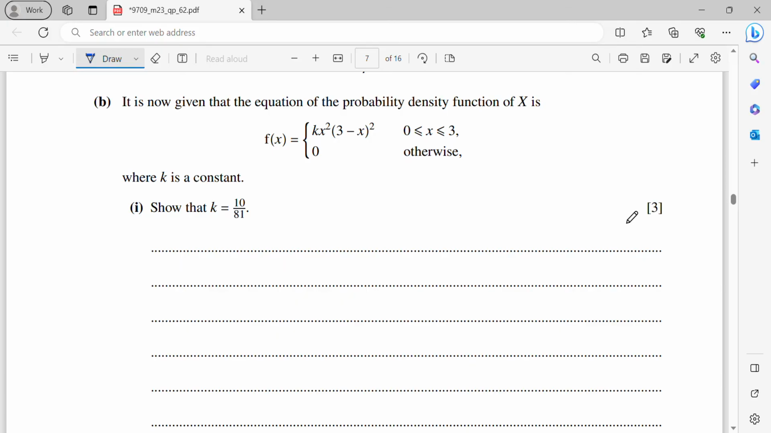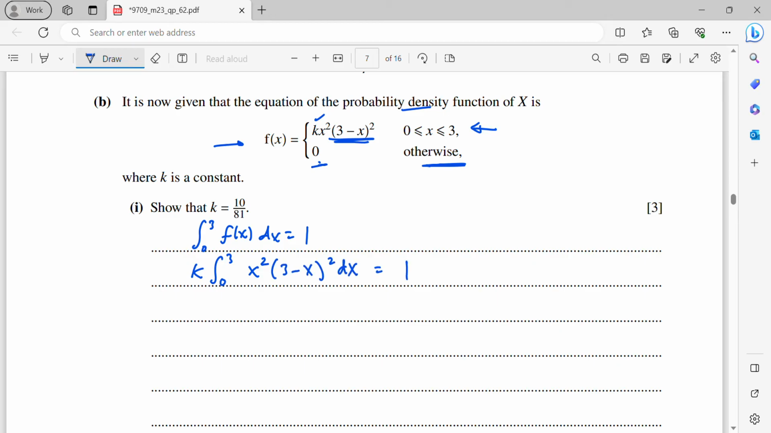Now it is given that this is the f(x). The x is defined from 0 to 3. For other x values, it will be 0, meaning undefined. Now show that k is 10 over 81. We know that when you integrate f(x) dx from 0 to 3, it is 1. That is the property of the PDF, probability density function. Since k is constant, I will just take it out, factorize the constant, then integrate the rest. So here is x squared multiplied by (3 minus x) squared dx, and this whole integration is 1.